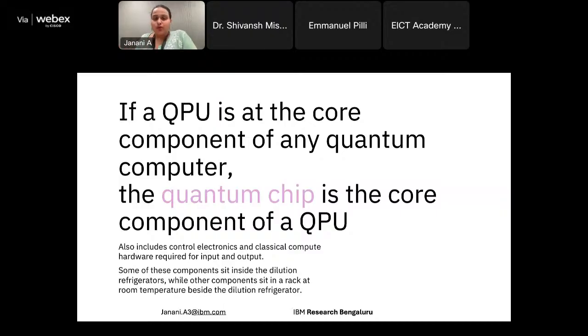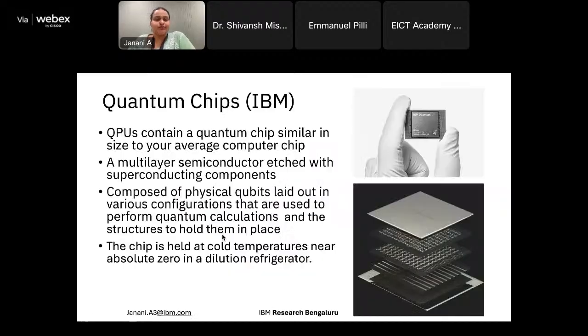Say today I want to do 10 qubits, tomorrow I would want to do 50 qubits. So the growth of a quantum computer is related to the growth of the quantum chip in some sense, but also the quantum processing unit, of course, which comes in the intermediate stage, and it includes other components. It also includes control electronics and classical compute hardware, which is required for input and output. Some of these components sit inside the dilution refrigerators, other components sit at room temperature beside the dilution refrigerator. All of these together form a quantum processing unit.